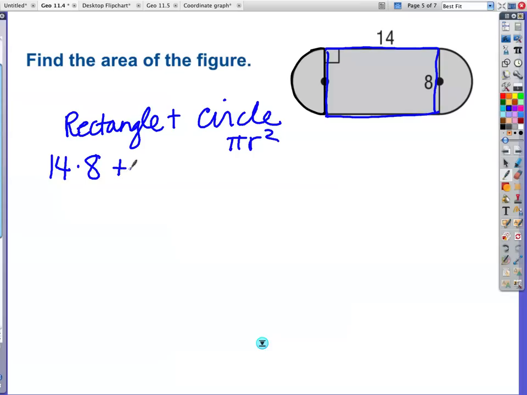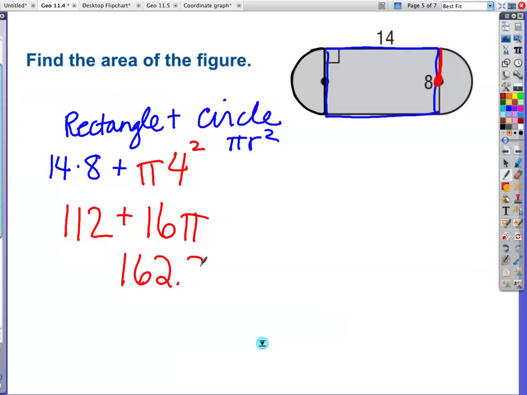My radius is half of that 8, which is 4. So I'm going to have pi times the radius of 4 squared. 14 times 8 is 112, plus 16 pi. You can calculate that on your calculator, and you're going to get 162.3. I do not have a label on this one. It would be, if you really had to, units squared. Make sure you're squaring the unit and not the number.